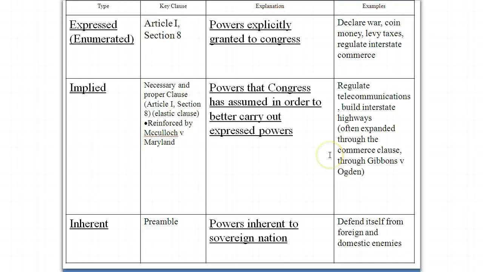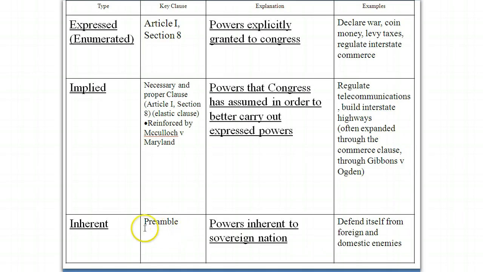The last type that Congress is given are inherent powers. The word inherent means basically just a given. It doesn't need to be stated. And really, these are powers that are inherent to any sovereign nation, that no matter what country you are, if you are in control of yourself, you have these powers.